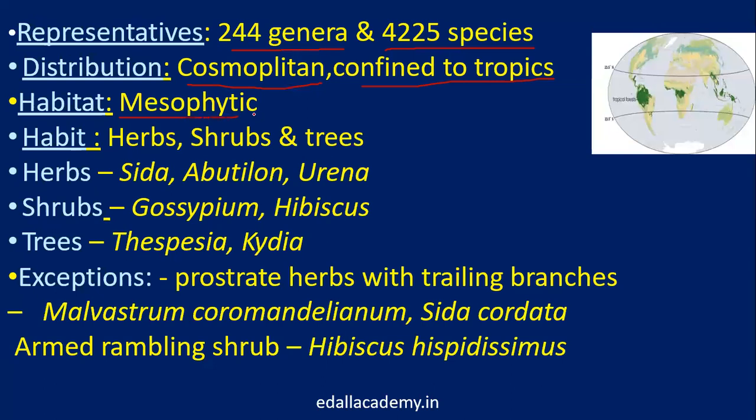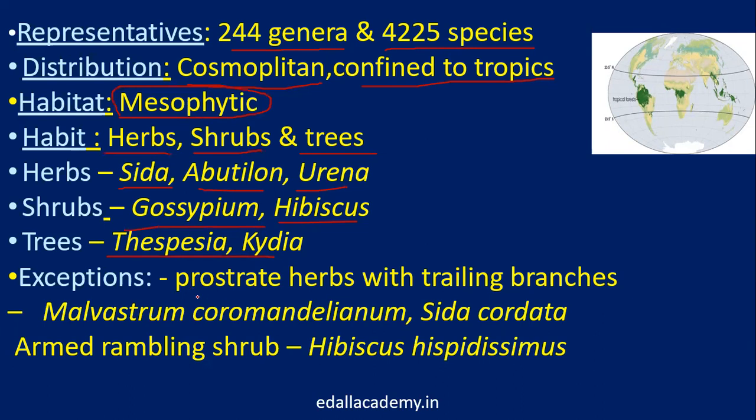These family members grow where water availability is moderate. So these plants are commonly called mesophytic plants. Some plants grow in the form of small plants, which are called herbs. Some plants grow in the form of bushy plants, called shrubs. Some plant species grow in the form of trees. So the Malvaceae family members are available in the form of herbs, shrubs, and trees. Herbs examples: Sida, Abutilon, Urena. Shrubs examples: Gossypium, Hibiscus. Trees examples: Thespesia and Kydia are given.